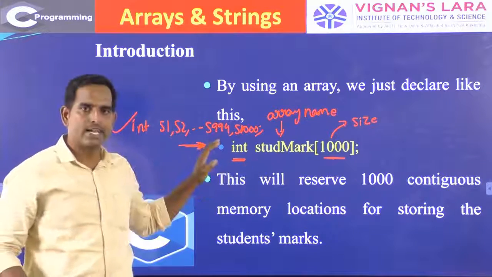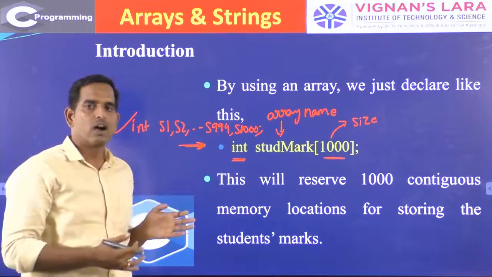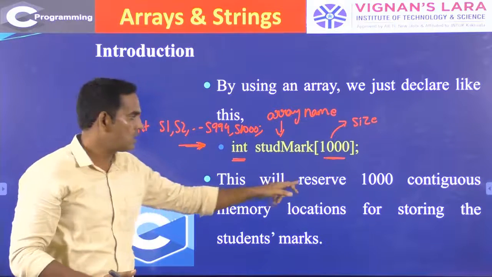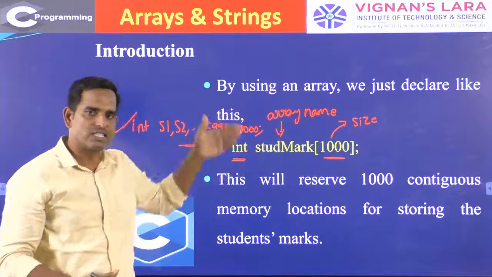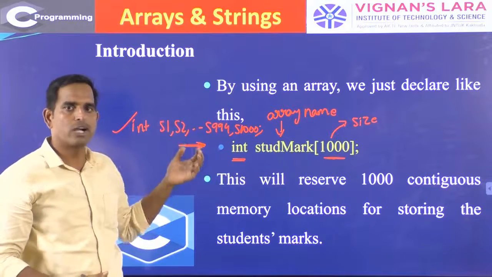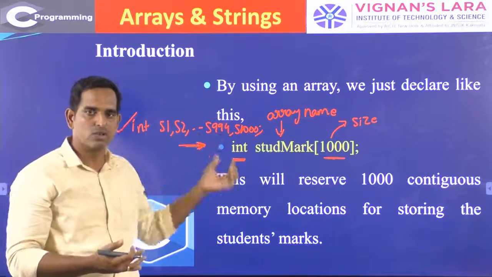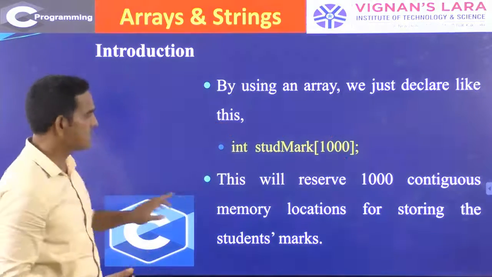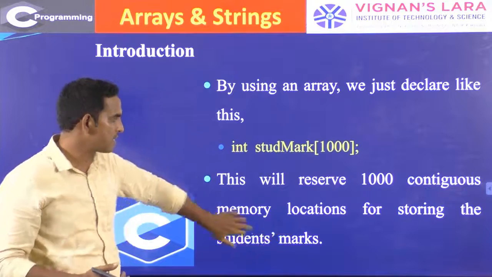So when I say an array, as I told you in the definition itself, all the student marks will be stored in continuous memory locations. All the 1000 memory locations will be present side by side, and all the student marks whatever you are going to store can be stored in your memory locations side by side. So this is why you are going to have arrays in C language.